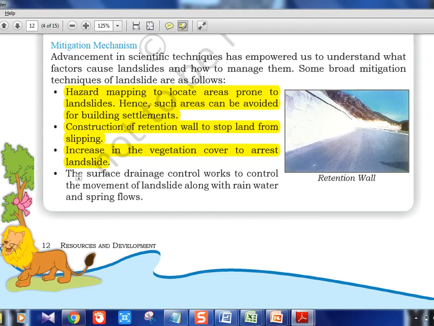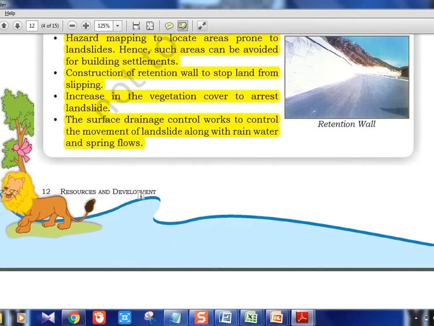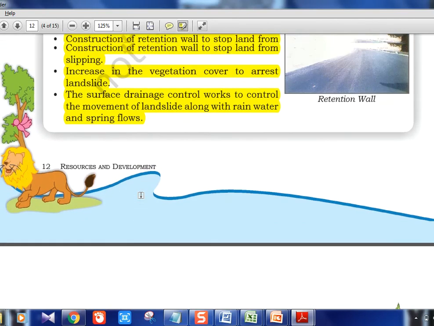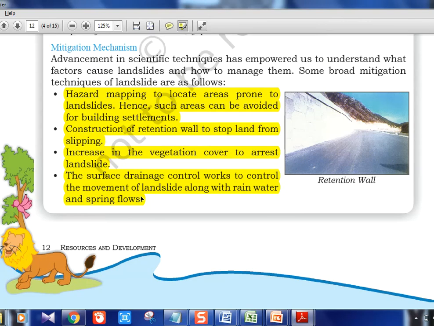Surface drainage control works to control the movement of landslides along with rainwater and spring flows. So drainage control works also are mentioned to control landslides. Those four important points you can use. Again, with current affairs and other materials you learn, you can add more points, and that is how you form an ideal answer. From wherever you get data, please start making notes.